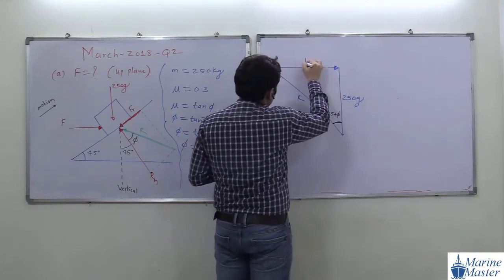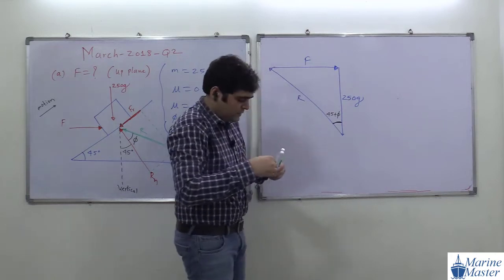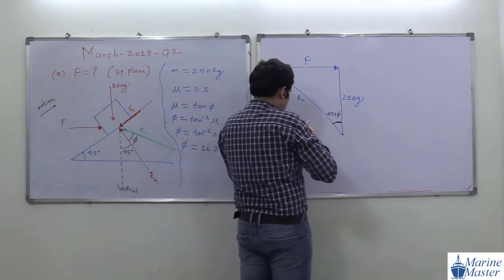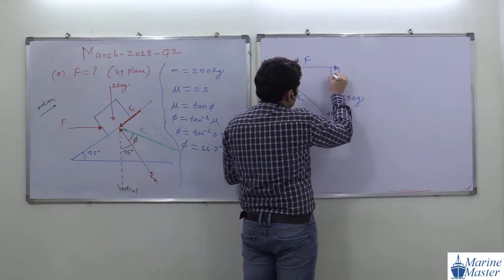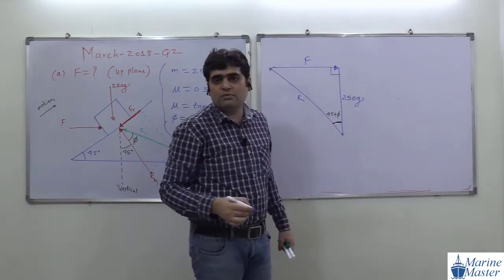See, this will be what? Our F, horizontal force. Okay, see the scenario here. And this F is what? Perpendicular to the 250G, because F is horizontal, 250G is vertical.